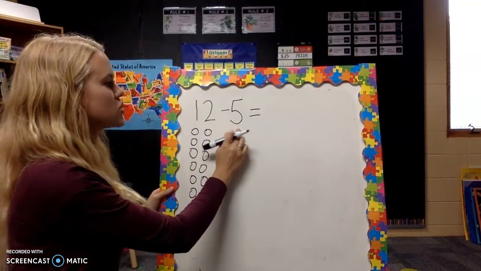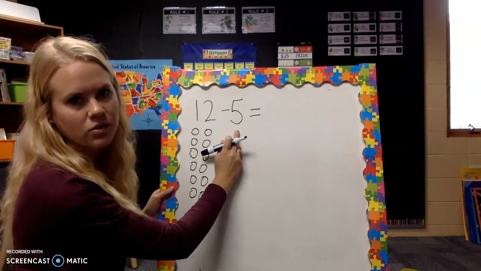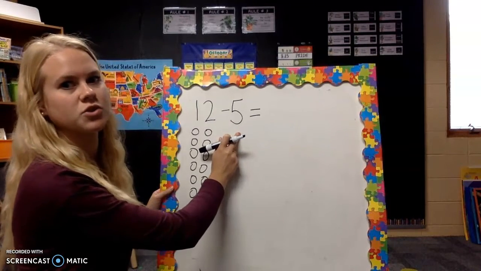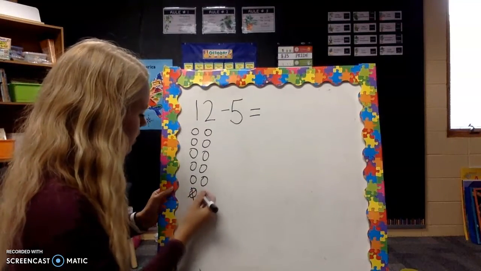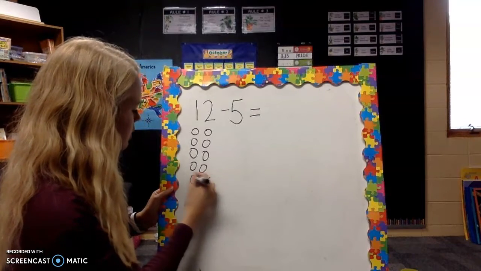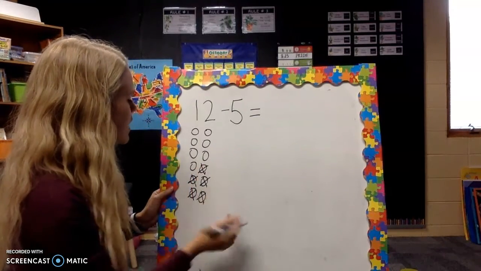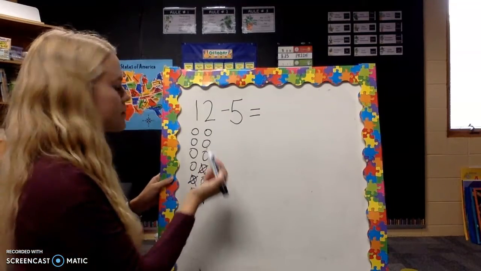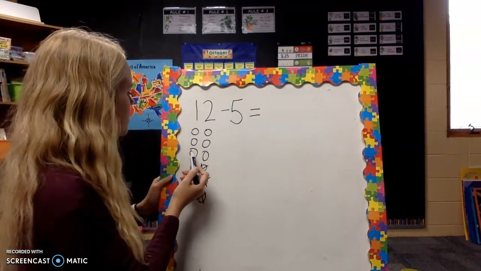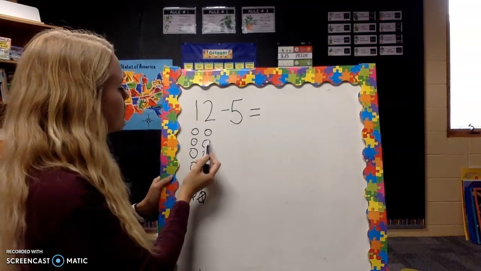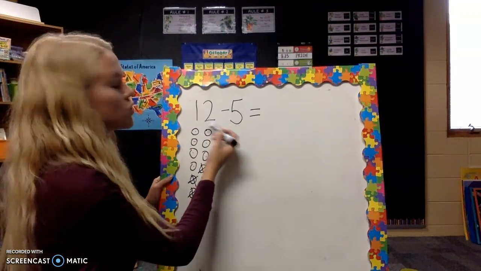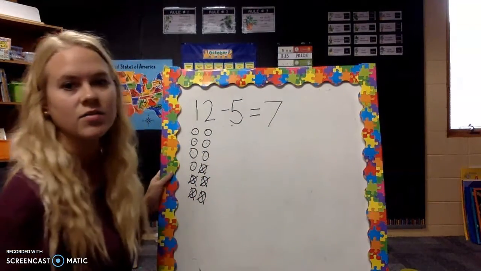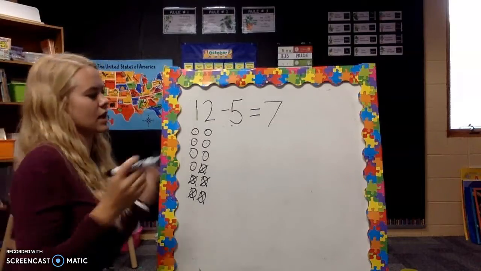Now, how many circles are we going to X out? We are going to X out 5 circles. So do it with me. 1, 2, 3, 4, 5. Now to solve, I'm going to find out how many are left. Let's count. 1, 2, 3, 4, 5, 6, 7. So 12 minus 5 is 7. Very good. Let's do one more together.